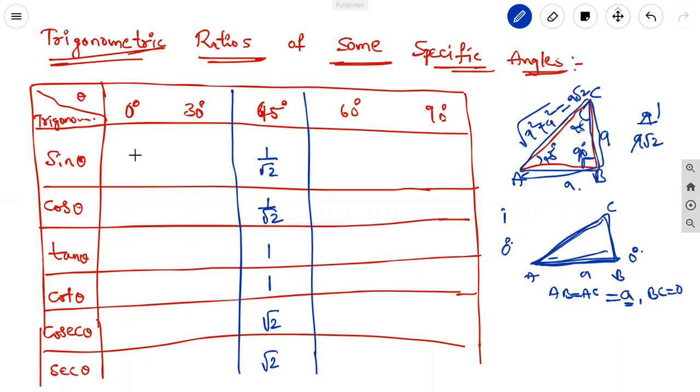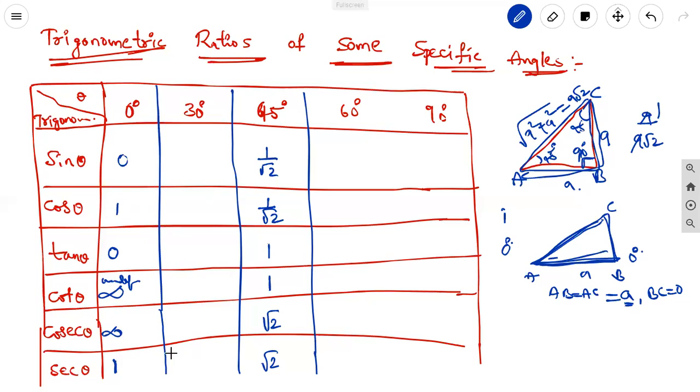Sine theta is opposite by hypotenuse, 0 by A, which is 0. Then cos 0 degrees is adjacent by hypotenuse. Here adjacent is A, hypotenuse is A. A by A is 1. Tan theta is sine by cos, 0 by 1 is 0. Cot theta is 1 by 0. It is undefined, infinity. Cosec theta means 1 by sine theta. It is also undefined. Sec theta is 1 by cos theta, that is equal to 1. This is the way.